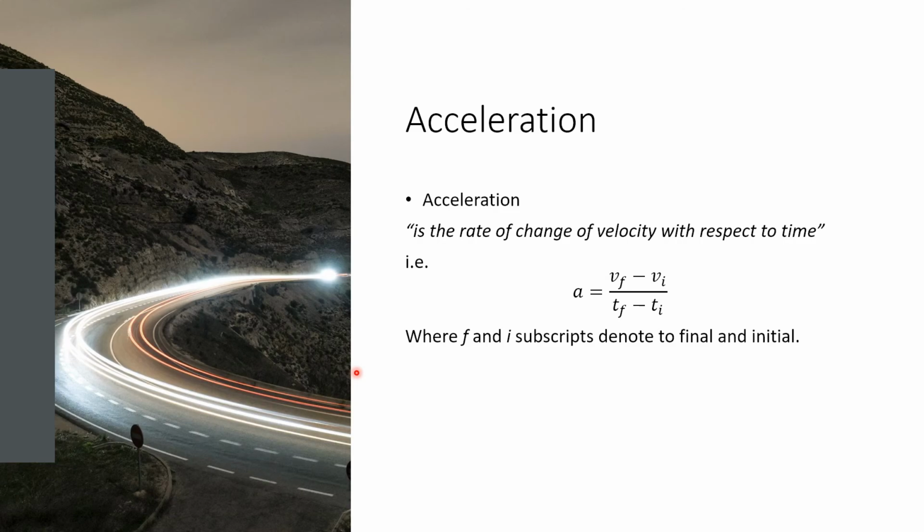The next part of this was to do with acceleration. Acceleration is another measurement, which is essentially the rate of change of velocity over time. That's basically your final velocity, subtract the initial velocity from it, and divide by the total time it took for that velocity change to occur.